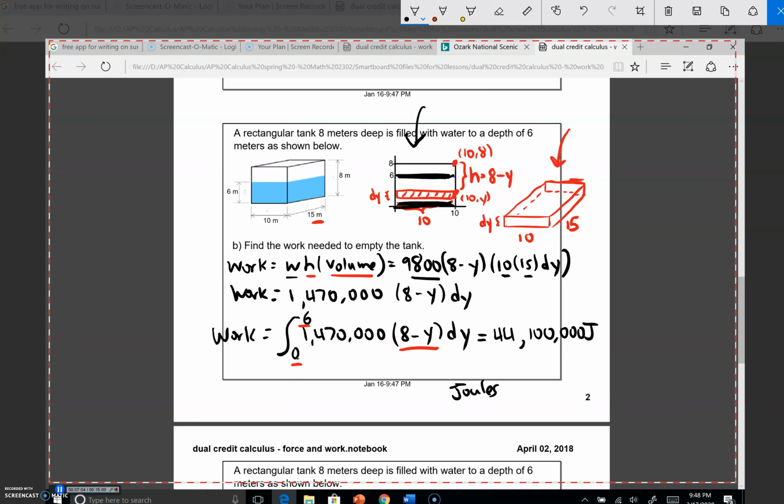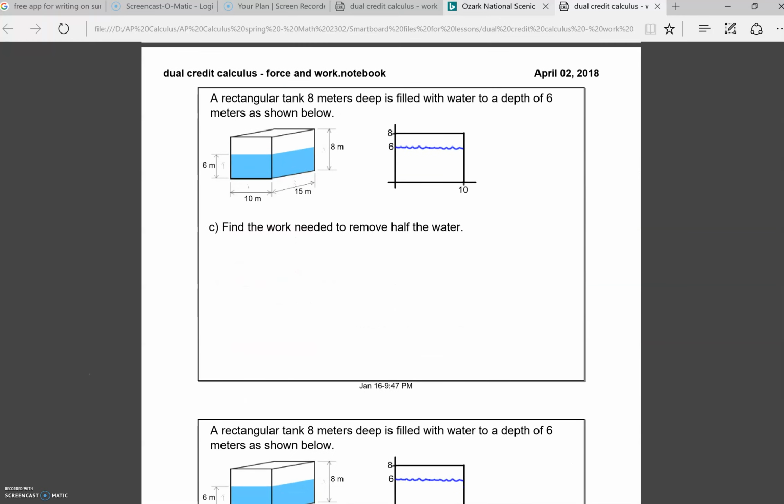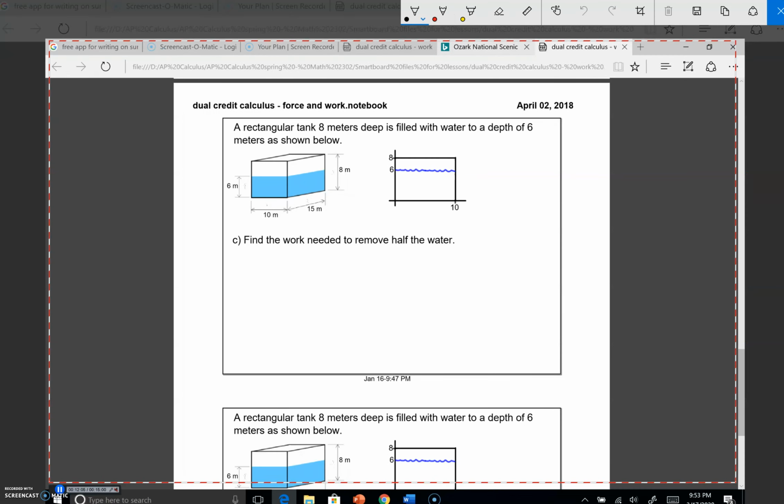All right, we're going to look at 2 other problems, but here's the thing I want you to think about. Anytime we're emptying either all the water out of the tank or part of the water out of the tank, for this particular problem, it's always going to go back to an integral that looks like this. The only difference is going to be the limits of integration. So on this problem, we know we're integrating 1,470,000 times 8 minus y dy. The question is, what are our limits of integration?